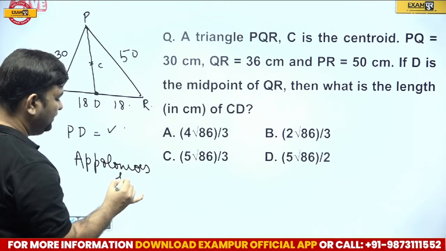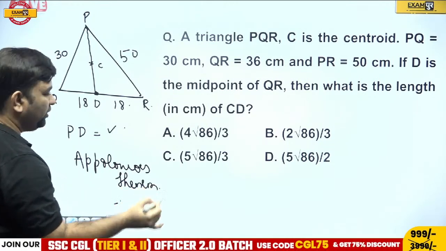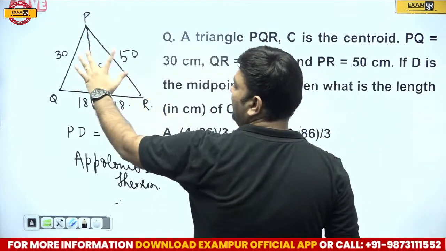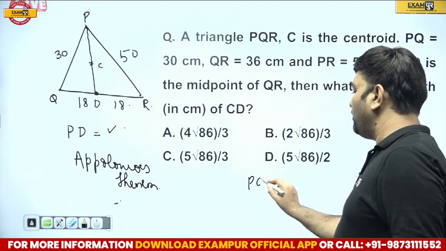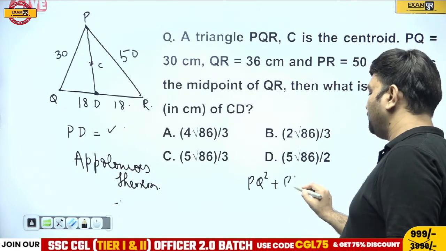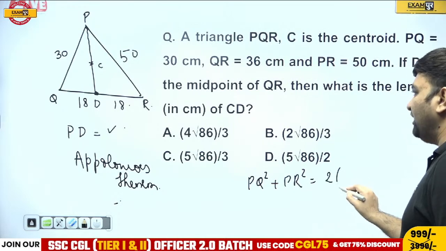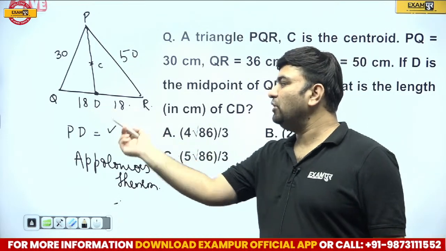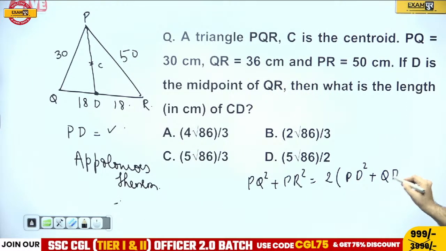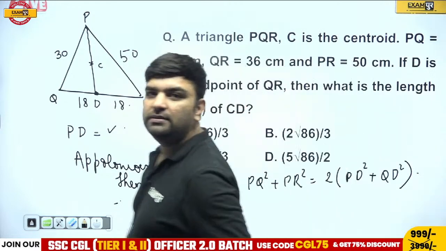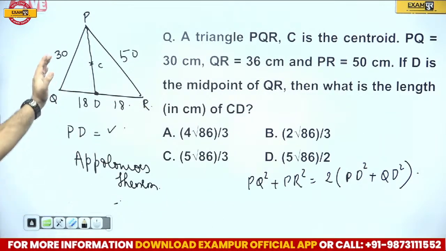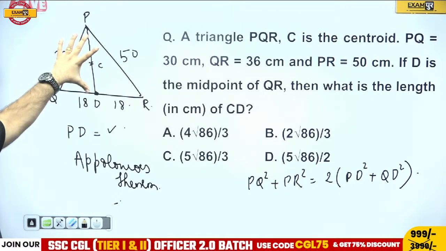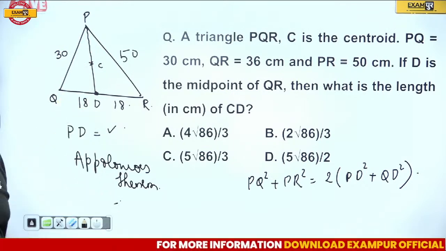There can be a spelling mistake, please don't mind it. Apollonius theorem says that the sum of squares of the adjacent sides, PQ square plus PR square, is two times the sum of the square of the median, that is PD square, plus the square of any half, either QD or DR. This is your Apollonius theorem.